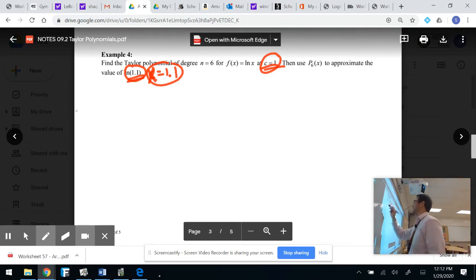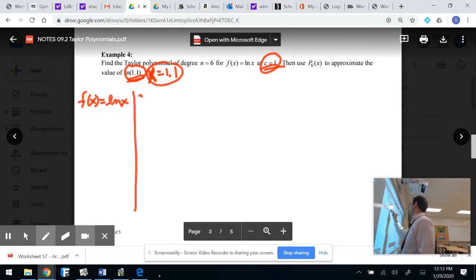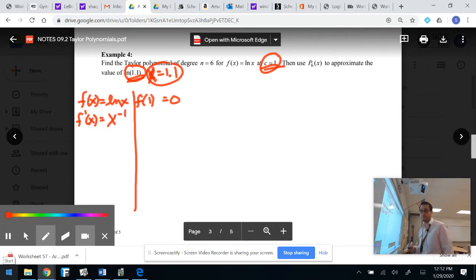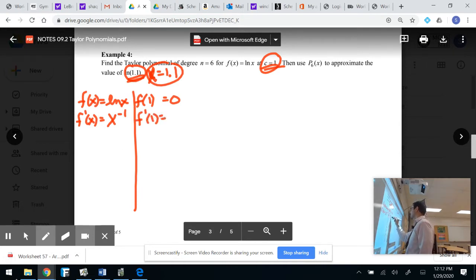I've got to list a lot of these guys out. All right, here we go. f of x is equal to the natural log of x. Okay, and I need to know f of 1 because it's centered at 1. That answer would be 0. I need to know f prime. f prime of x is equal to 1 over x, or x to the negative 1. You're going to see why it's helpful to write it like that for this particular problem. Okay, and then f prime of 1 is equal to 1.